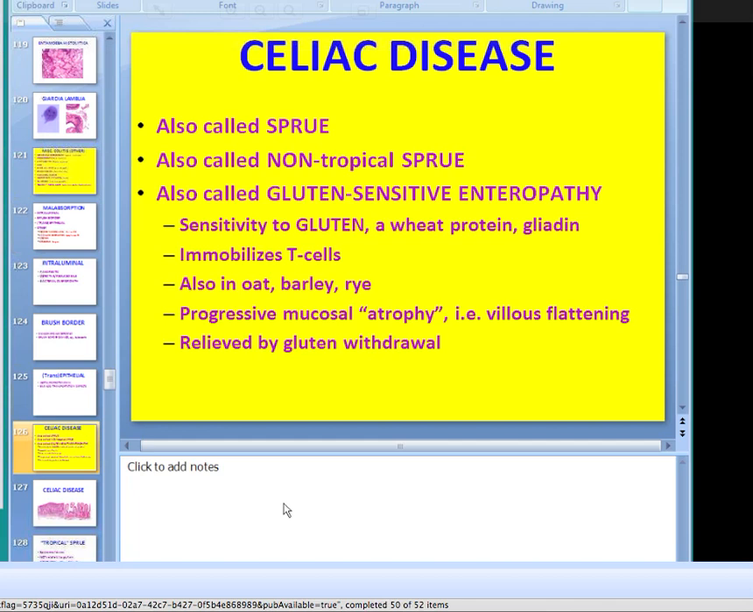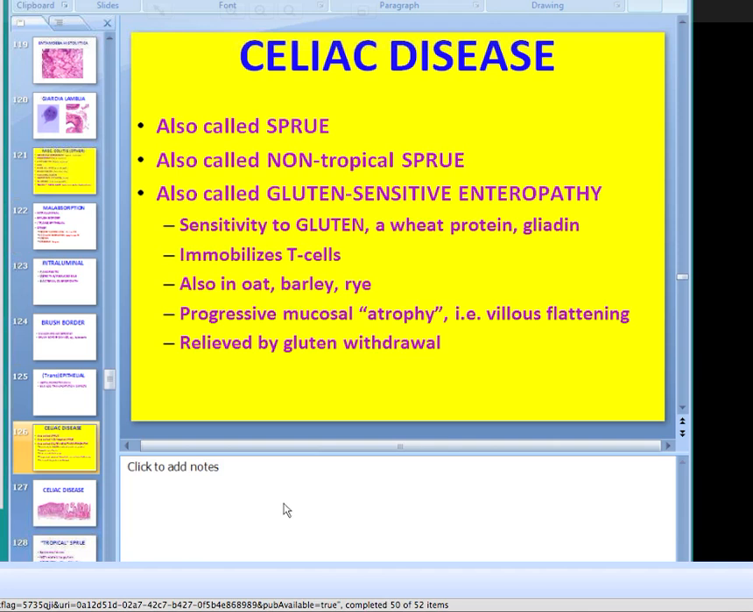Let's talk about the mother of all primary malabsorption diseases, and that's celiac disease. And it has several different names, and they are all appropriate in their own way. Celiac disease is the official name, but it's also called sprue. And because some of the sprue occurs in epidemic tropical settings, it's called non-tropical sprue. And because we know that the etiology of it is sensitive to a protein in wheat called gluten, it's also called gluten-sensitive enteropathies. They're all names for the same thing.